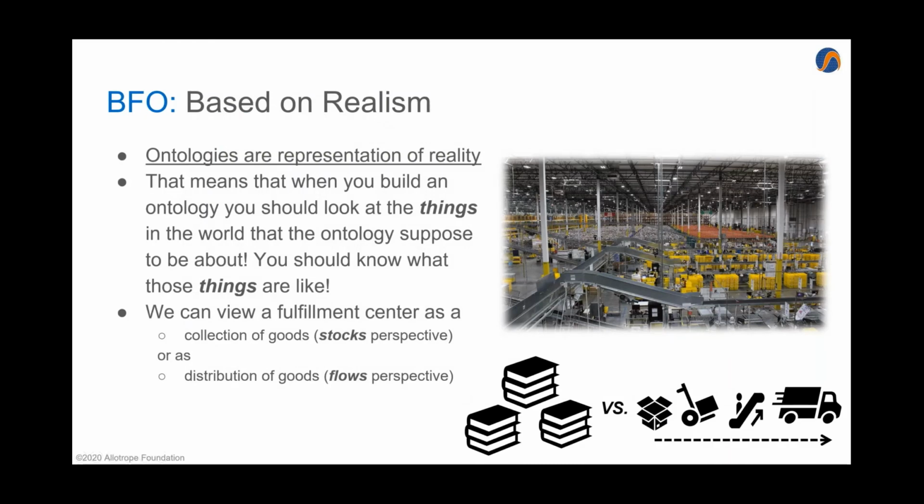BFO is based on realism. Ontologies are representative of reality. That means that when you build an ontology, you should look at things in the world that the ontology is supposed to be about. You should know what those things are like. For example, you can view a fulfillment center as a collection of goods, the stocks perspective, or as a distribution of goods, the flows perspective: stocks versus flows.